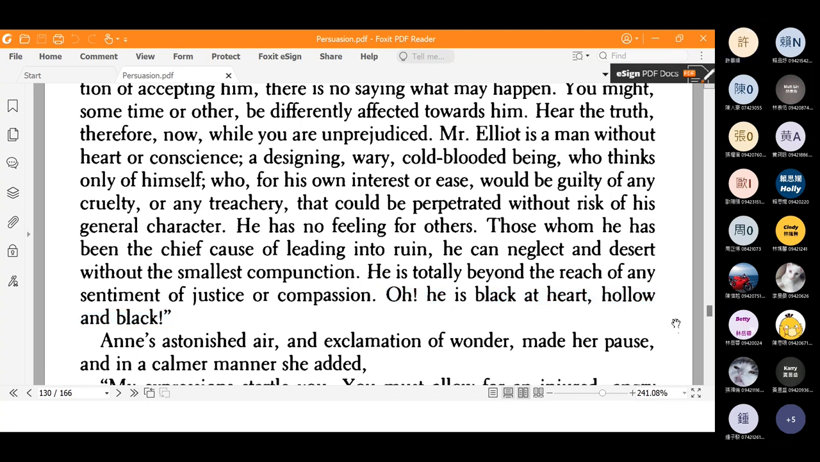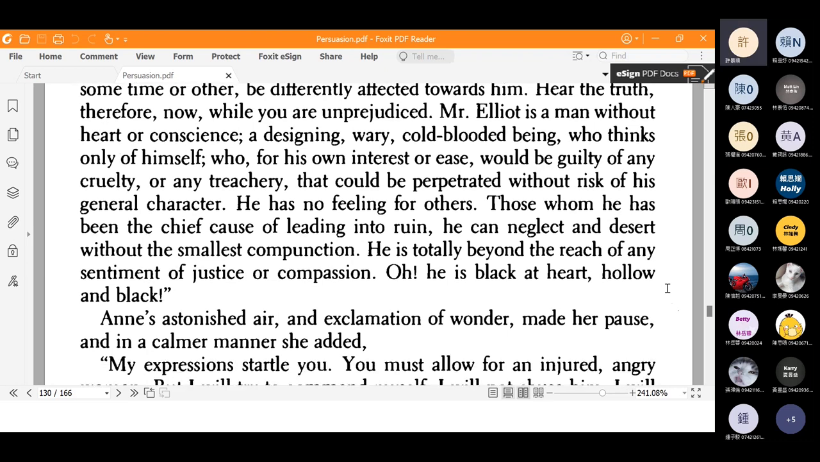Wow. I don't think any of us were ready to hear this kind of evaluation of Mr. Elliot. We knew that he was hiding something. And Anne told us that he was too perfect. But I'm sure none of us guessed that it would be such a big, terrible secret. He doesn't give a fuck about anyone. Wow. How do we know? Why should we trust Mrs. Smith?